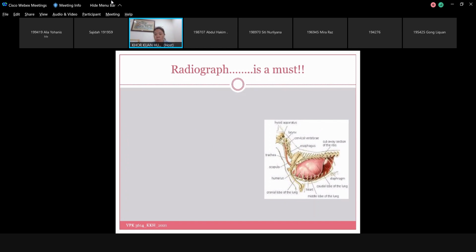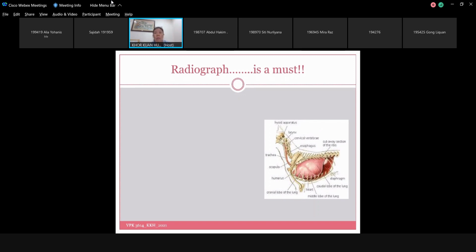Okay, anatomy is very important, especially for a surgeon, and if you want to be a surgeon one day. So you need to know where the bones are, where the soft tissues are, and especially where all these organs are within the body itself.